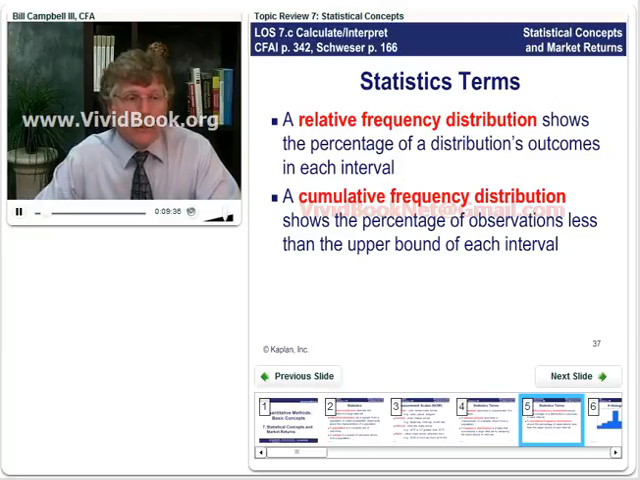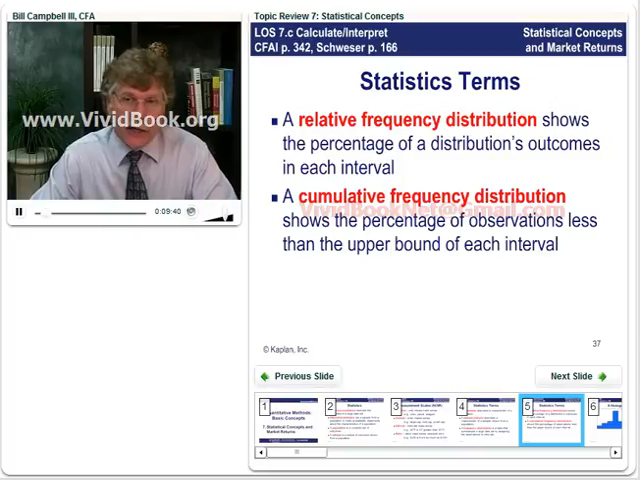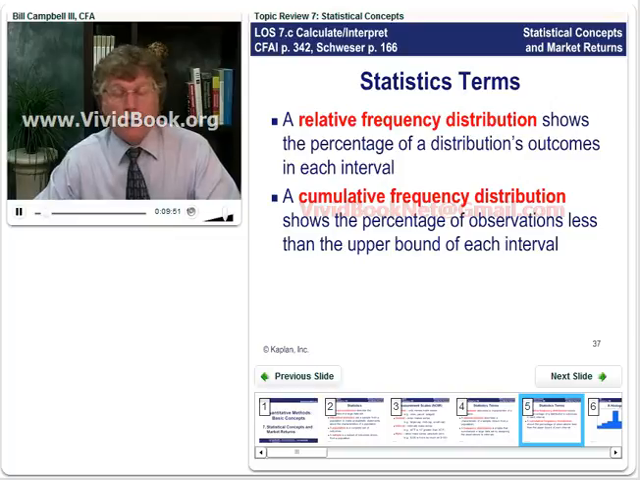The frequency distribution can be either absolute numbers, as I was just describing. Of our 500 giraffes, maybe 50 of them are between 1.5 and 2 meters tall, and 120 of them are between 2 and 2.5 meters tall, and 180 are between 2.5 and 3 meters tall. That would be an absolute frequency distribution.